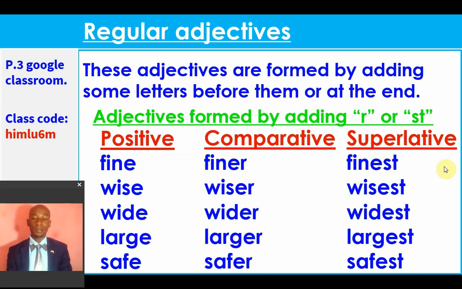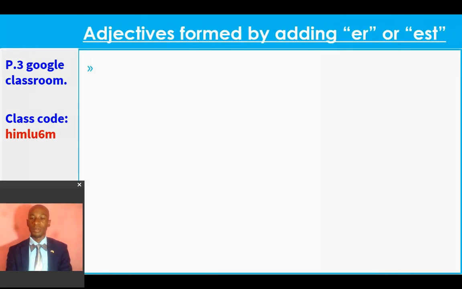Let's have another group, another category. What do we do? So here we shall look at adjectives formed by adding er, that is when it comes to comparative degree, or est when it comes to superlative degree.